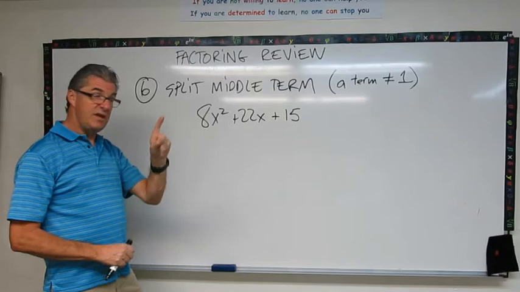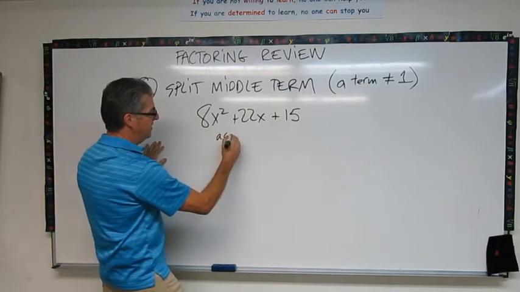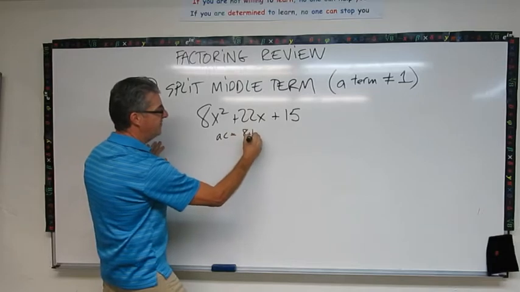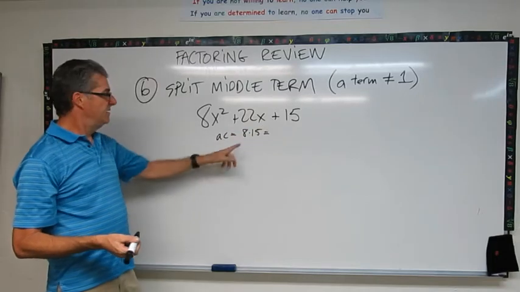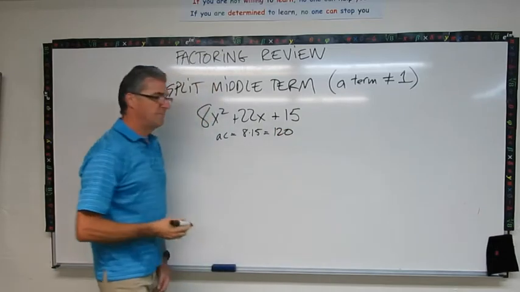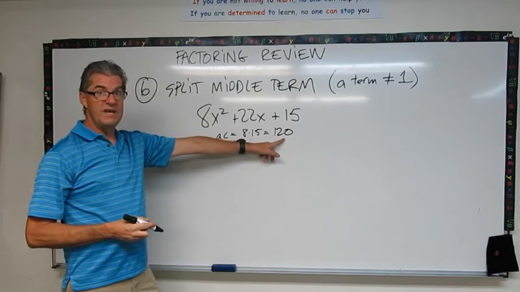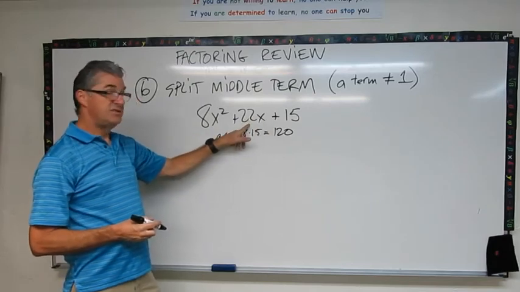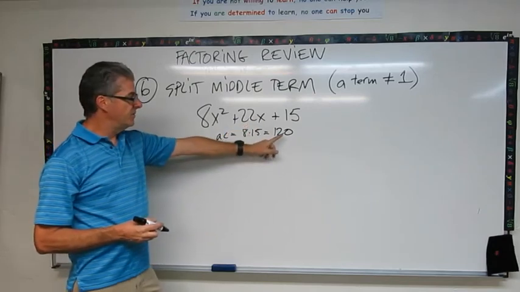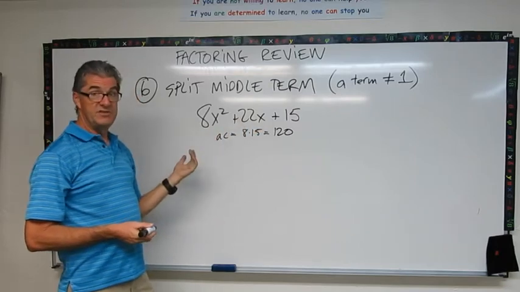So our first step with that was to figure out what a times c is. So AC equals 8 times 15. What do we get for that? 120. Now I need 2 factors of 120 that add to the middle term. So 2 numbers that multiply up to 120 but add up to 22.